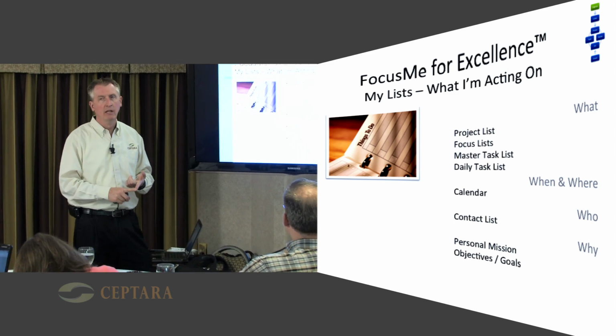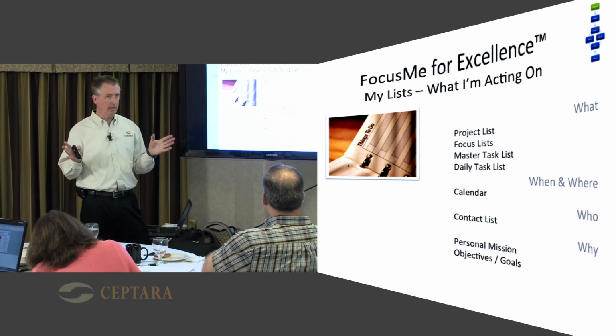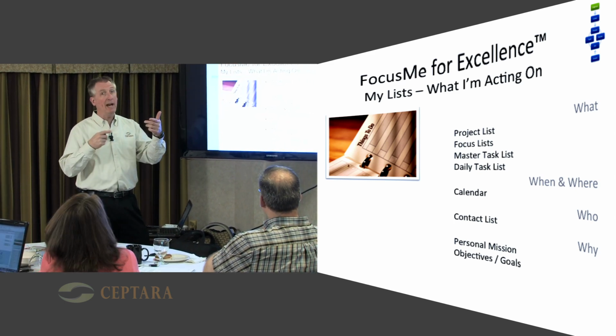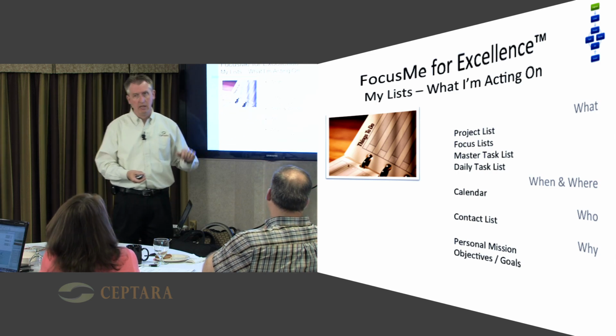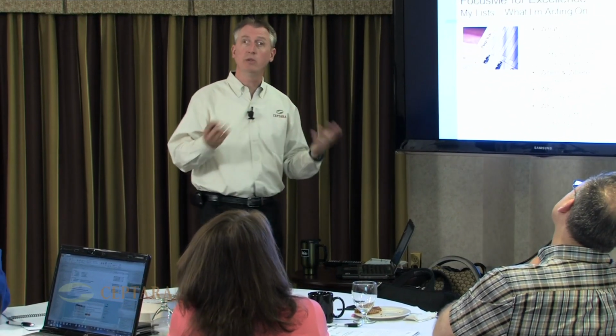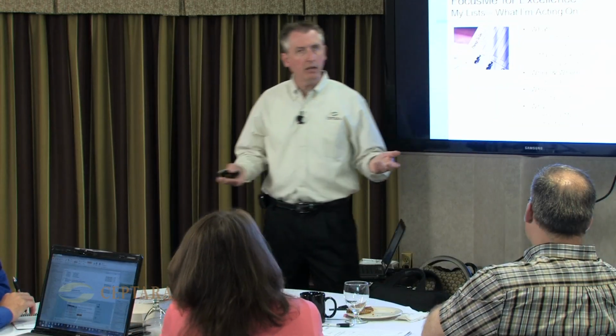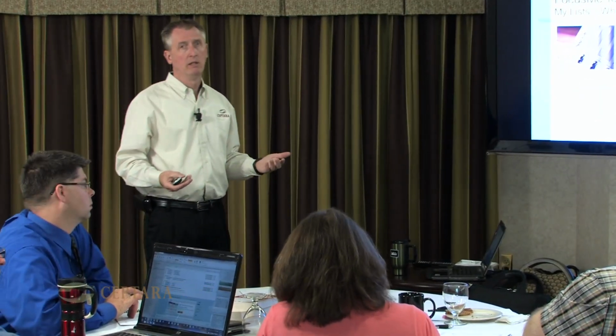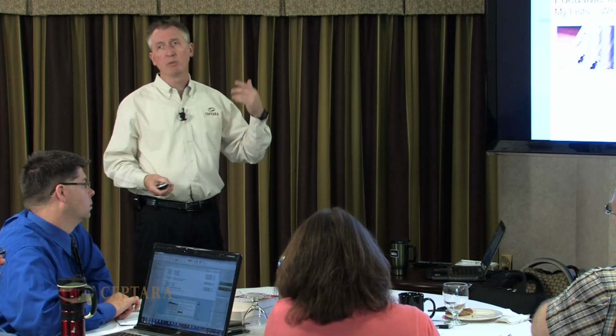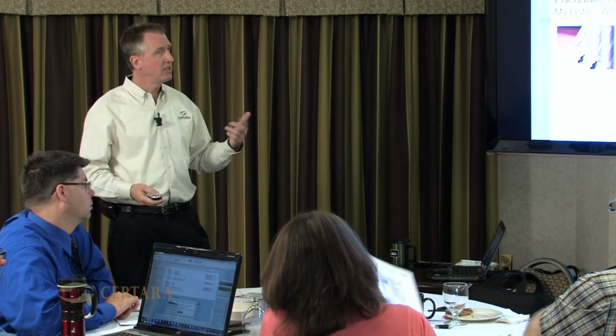A master task list is all tasks that have no due date. They only have a due date when I'm actually going to do them. Then they get on my daily task list. So daily task lists are tasks with due dates. Your when and where is your calendar. A calendar is just a big list. It's a list of appointments, whether they're all-day appointments or specific timed appointments, but it's still a list.